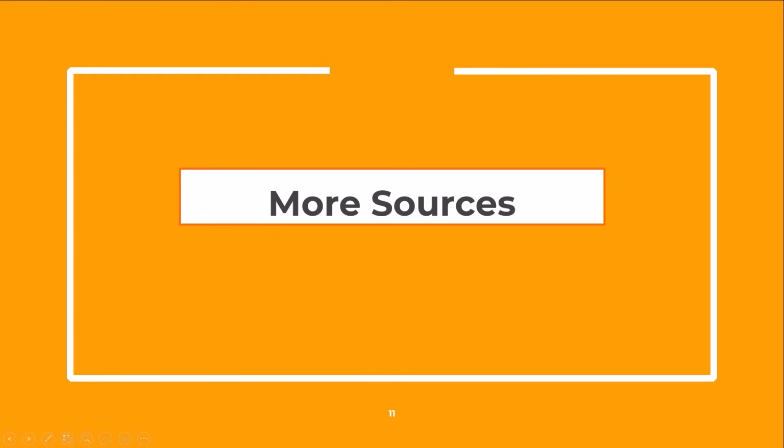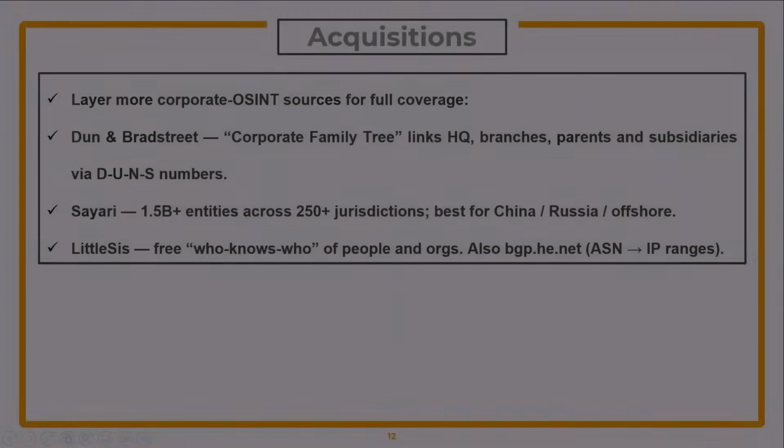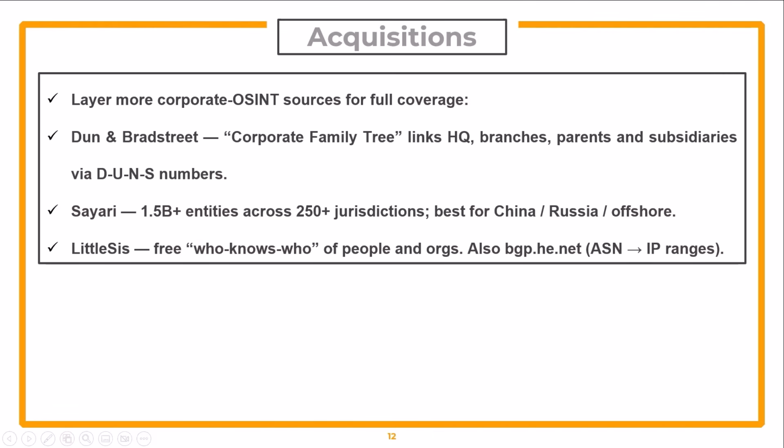To ensure completely thorough coverage, you can layer a few additional corporate OSINT platforms into your Recon workflow. Dun & Bradstreet allows you to analyze corporate family trees via DUNS numbers, often catching smaller operational branches that SEC filings leave out. For complex or offshore jurisdictions like China and Russia, Sayari is an excellent commercial choice. Finally, you can map executive relationships using LittleSys and pivot to bgp.he.net to discover target-owned ASNs and net blocks, converting infrastructure directly into IP scopes.